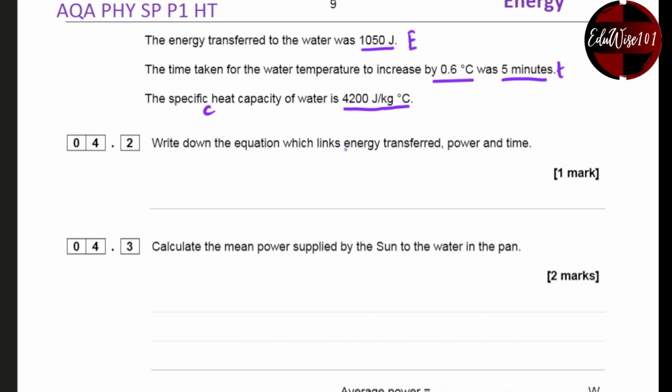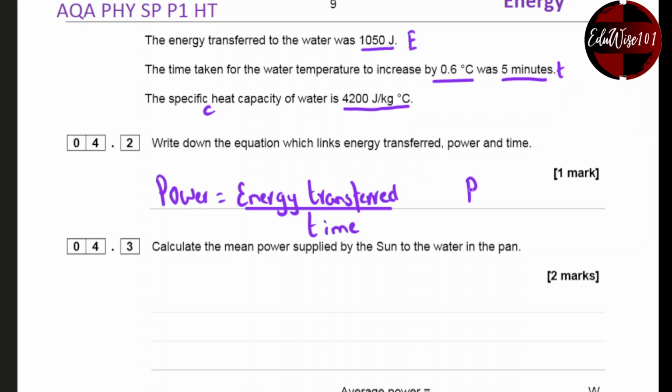Write down the equation that links energy transfer, power, and time. So the equation that you'll find in the equation sheet is power equals energy, or you could say energy transferred, divided by the time. Or you could write the symbol equation P equals E over T.